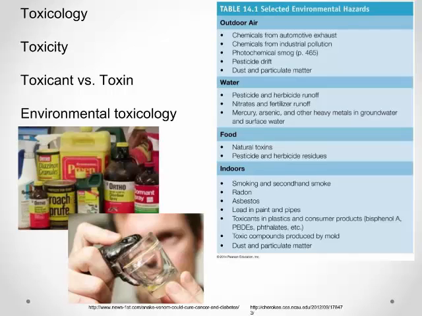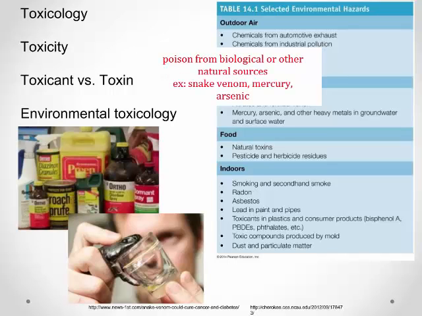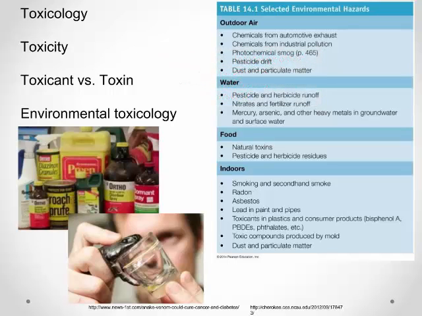I was trained to know the difference between a toxicant and a toxin, and as such, it's important for my students to receive the same training. A toxicant is a synthetic or man-made poison. Examples include pesticides, herbicides, and solvents. A toxin is a poison from biological or other natural sources. Examples include snake venom, mercury, and arsenic. On this slide, you will see a list of a variety of environmental hazards to which you could be exposed.